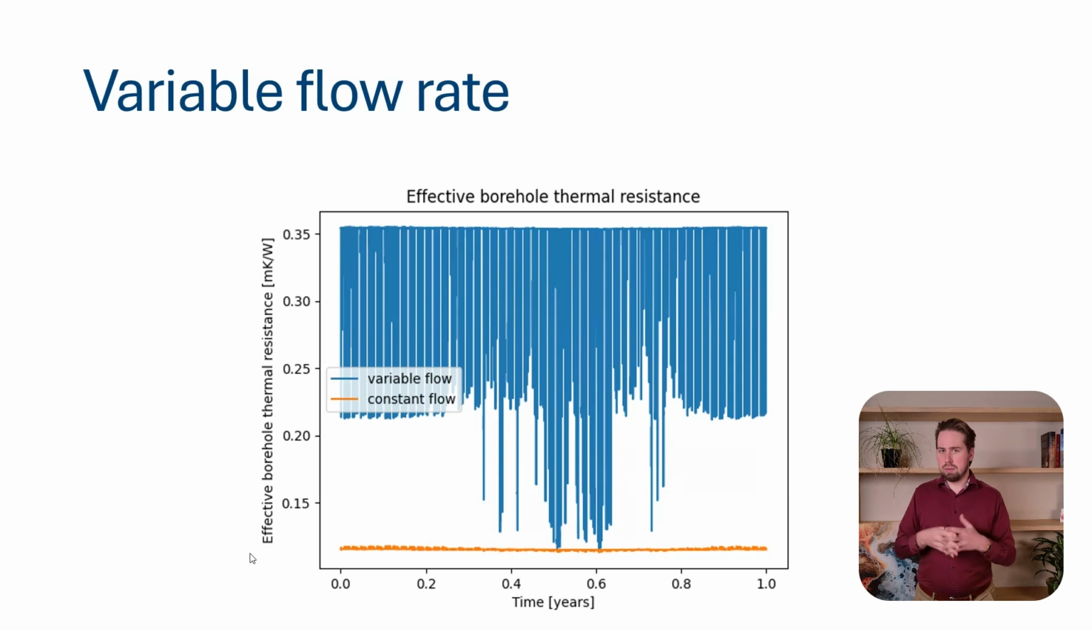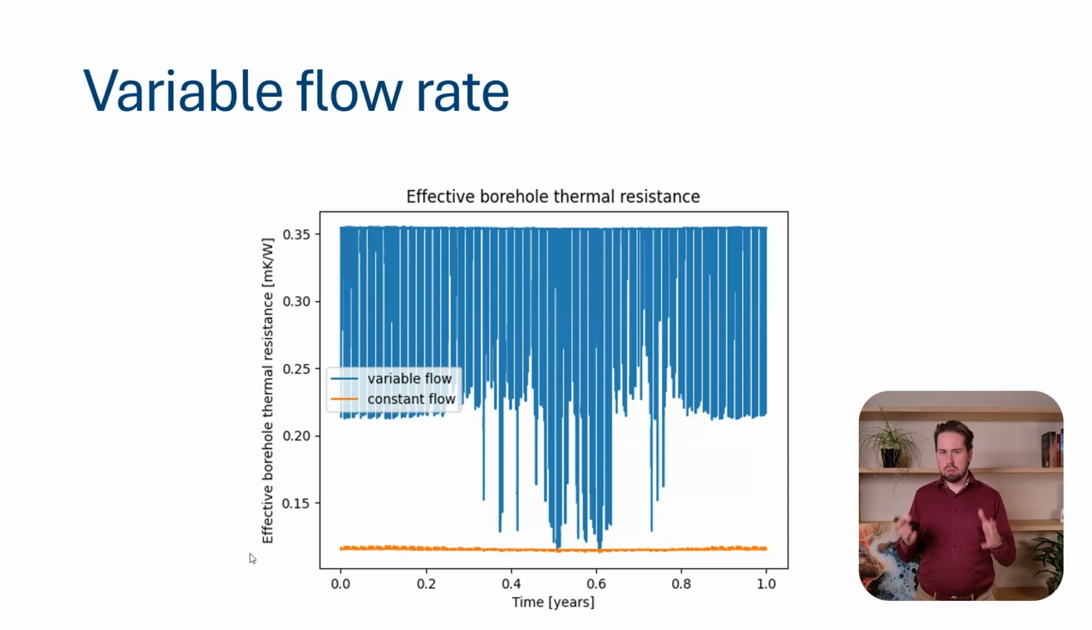What is very visible on this figure is that our orange line, which is the constant flow rate, varies a little bit because we have these variable fluid properties, and when we go from heating to cooling mode, we have different temperatures. Now, when you compare this to the variable flow rate, it doesn't vary at all, basically. The variable flow rate is way, way higher.